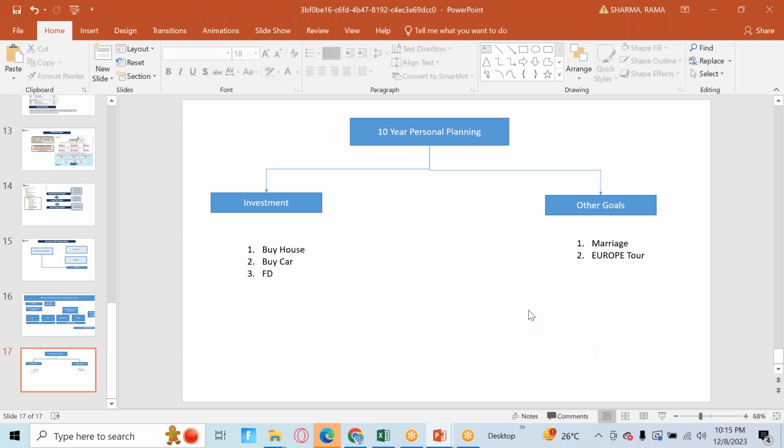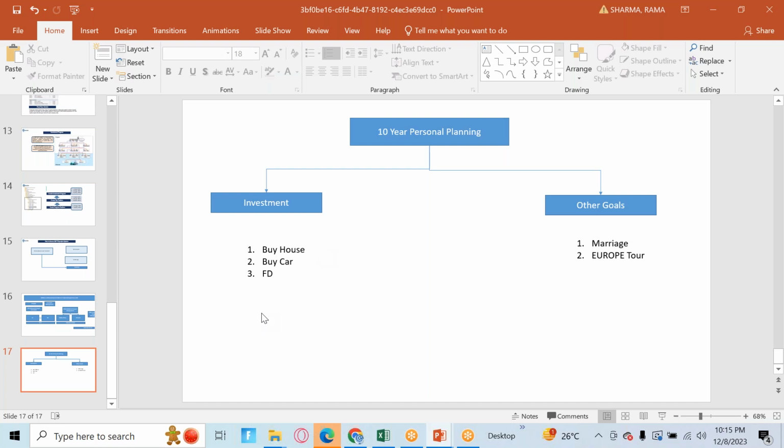Okay, so this is your investment and these are the other goals. You can say this also comes within goals only: buy house, buy car, FD and all these. Initially it is coming under the goal only, but I am going to segregate based on investment and other goals. So here, this is investment where you are buying a house, because this will become an investment for you. This will give you some ROI, return on investment.